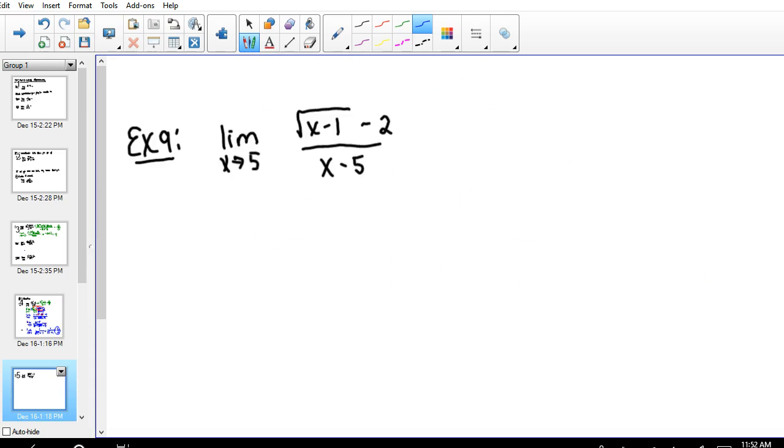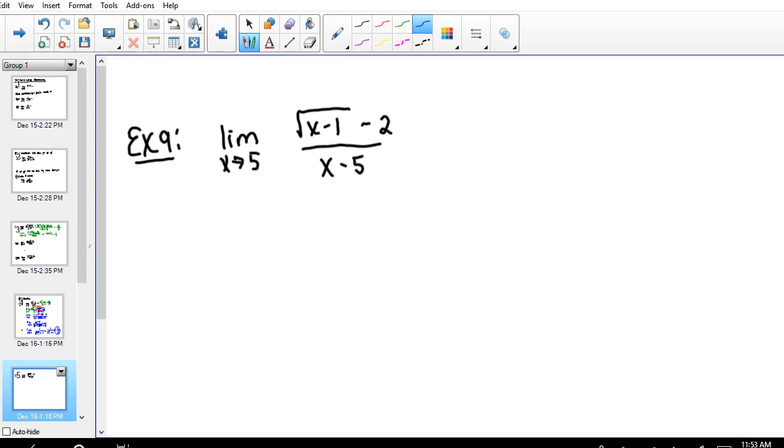Okay, all right, so this one's a little more complicated. We've got the limit as x approaches 5 of the square root of x minus 1 minus 2 over x minus 5. But we're going to do the same thing that we just did. Well, actually, first we should plug in 5 and make sure we get 0 over 0. And if you plug in 5, you get the square root of 4 minus 2, which is going to be 0, over 5 minus 5, which is 0. So this is an indeterminate form. We've got to do something to it so that something will cancel, and then we can plug in the number.